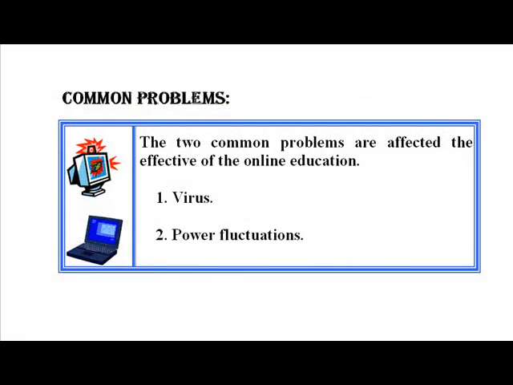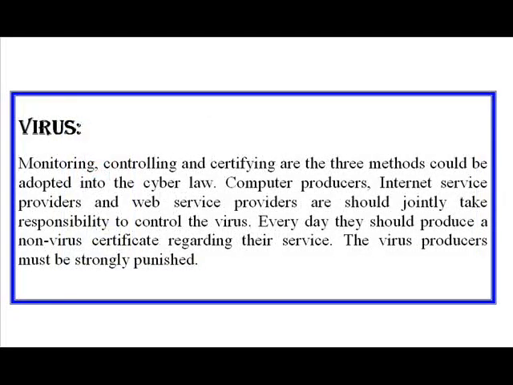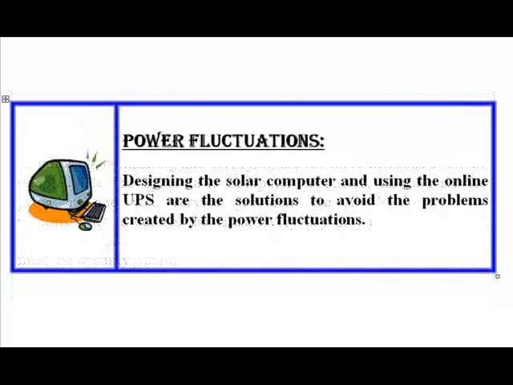Two common problems affect the effectiveness of online education: 1. Virus. 2. Power fluctuations. Virus. Monitoring, controlling, and certifying are the three methods that could be adopted into civil law. Computer producers, internet service providers, and web service providers should jointly take responsibility to control viruses. Every day, they should produce a non-virus certificate regarding their service. The virus producers must be strongly punished. Power fluctuations. Designing the solar computer and using the online UPS are the solutions to avoid the problems created by power fluctuations.